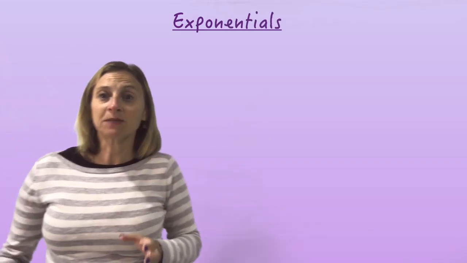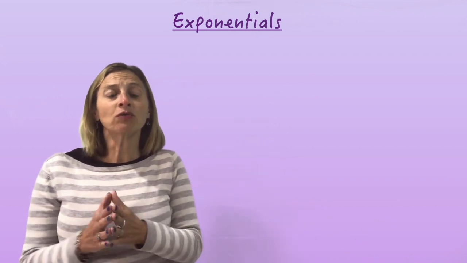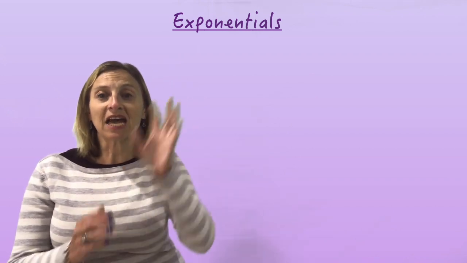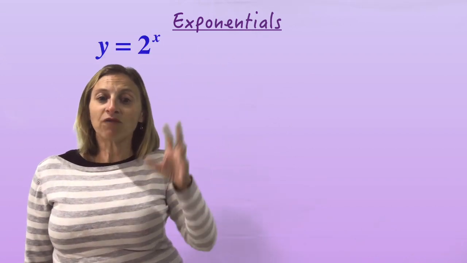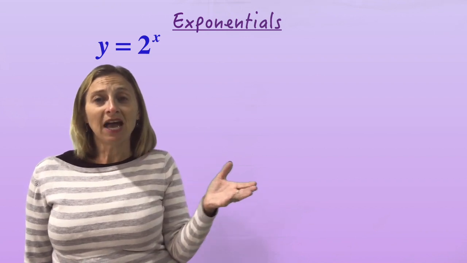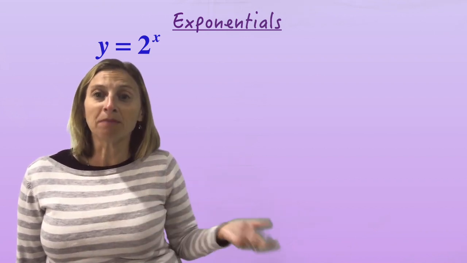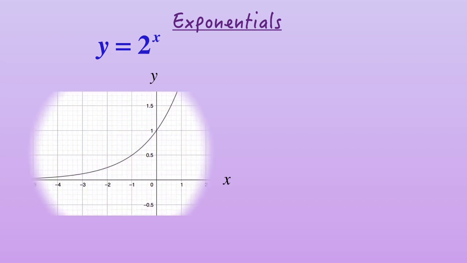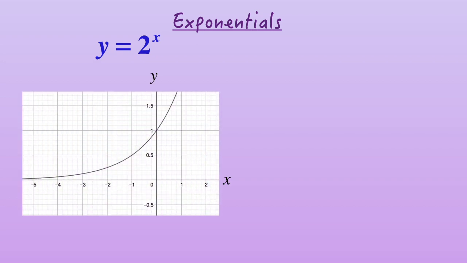Now we can take a look at exponential graphs. Exponential graphs always have x as a power. So we have y equals 2 to the x, and we would have y equals 2 to the minus x. They're going to be our basic curves, and they look like this. This one is y equals 2 to the x, and y equals 2 to the minus x will go in the other direction, like this.